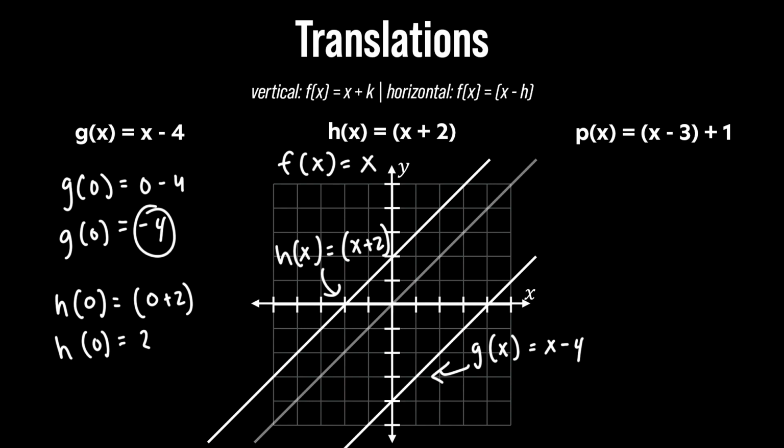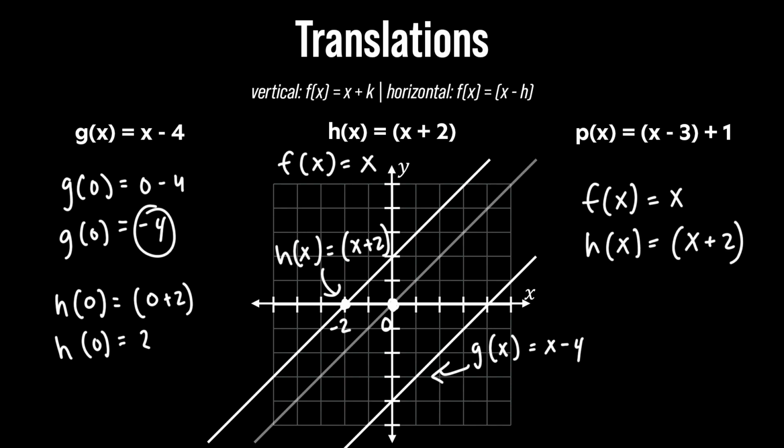Why is it that the graph is translated to the left if we're adding 2? We see that in the parent function, the x-intercept is 0. But in this new function, the x-intercept is at negative 2. Why is the x-intercept to the left? Let's directly compare the parent function with the function h of x is equal to, in parentheses, x plus 2.